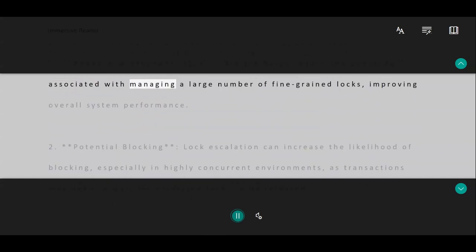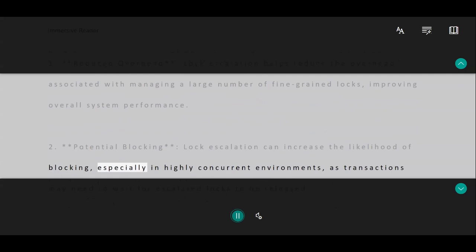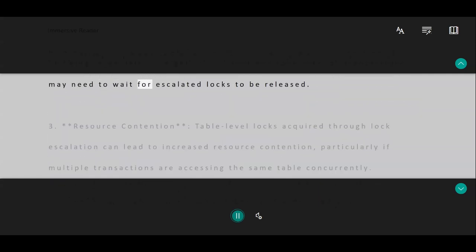Impact of lock escalation. 1. Reduced overhead. Lock escalation helps reduce the overhead associated with managing a large number of fine-grained locks, improving overall system performance. 2. Potential blocking. Lock escalation can increase the likelihood of blocking, especially in highly concurrent environments, as transactions may need to wait for escalated locks to be released.